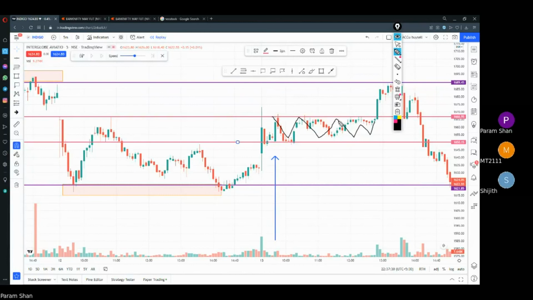But Param, actually, this is broken up here. Yes, this is broken up here. What if you have kept the order already? Then it is highly possible you would be taking a stop loss also.